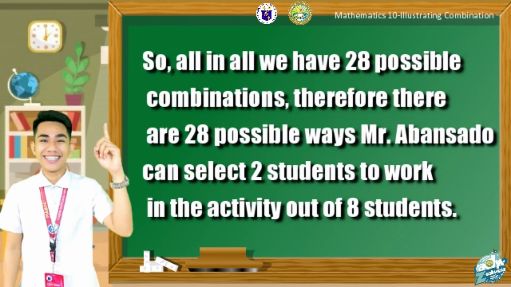So, all in all, we have 28 possible combinations. Therefore, there are 28 possible ways Mr. Avanzado can select 2 students to work in the activity out of 8 students.